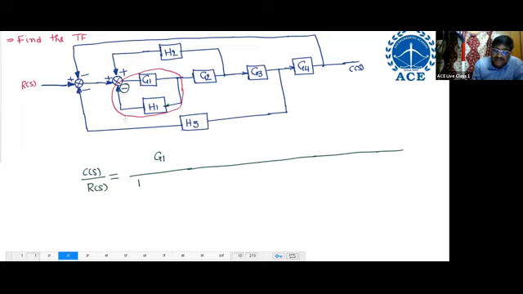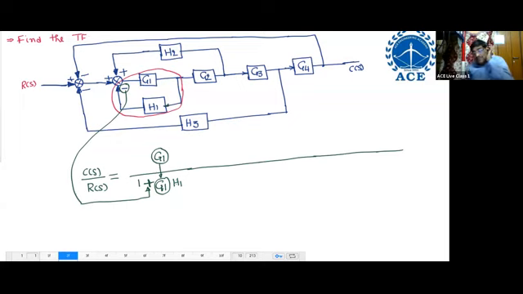Opposite sign of the feedback: minus means here plus. Numerator term as it is, write in the denominator. That means G1, then product with the feedback gain. What is the feedback gain? H1, as it is. That's all, it becomes the first loop simplification.